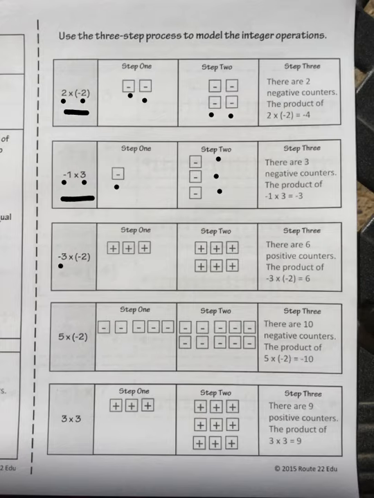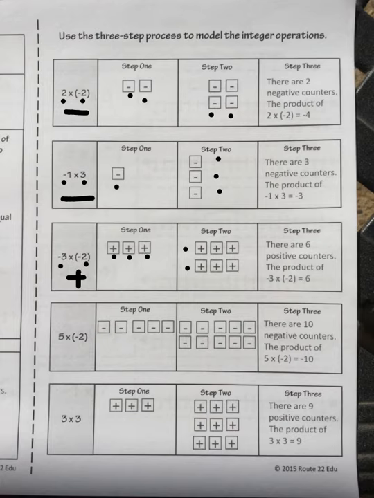Okay, negative 3 times negative 2. My answer is going to be positive, so I'm going to use positive counters. Here's my first number, the 3. And then I have 2 different groups of those here. So there are 6 total. There are 6 positive counters. The product of negative 3 times negative 2 is 6.